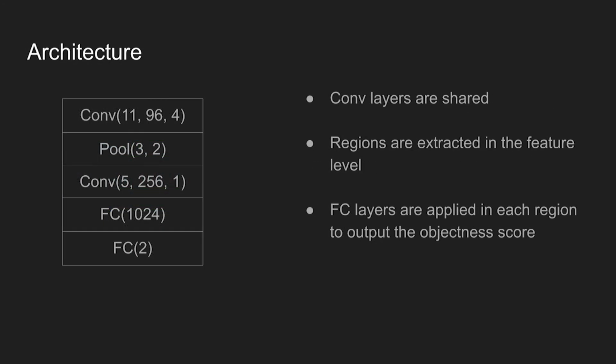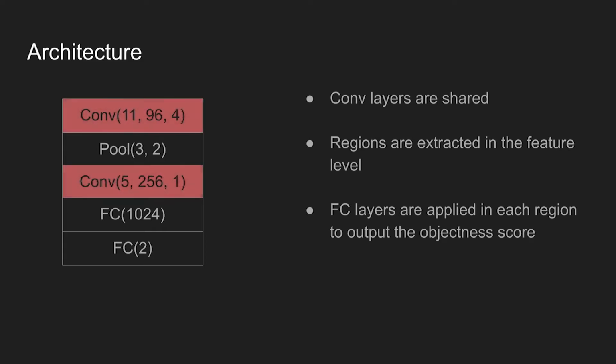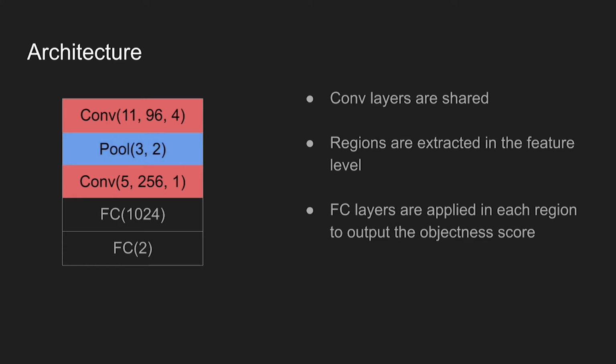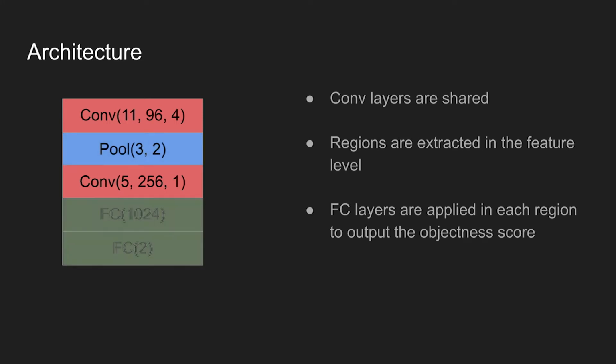Now, on the left is the architecture of the 4-layer DeepBox model. It's composed of 2 convolutional layers and 2 fully connected layers. The numbers in the convolutional layer denote kernel size, output channel, and the stride value. The pooling layer has a kernel size of 3 and stride value of 2. The output dimension of the first fully connected layer is 1024, and the final output dimension of the last layer is set to 2, which is used to represent the objectness score.